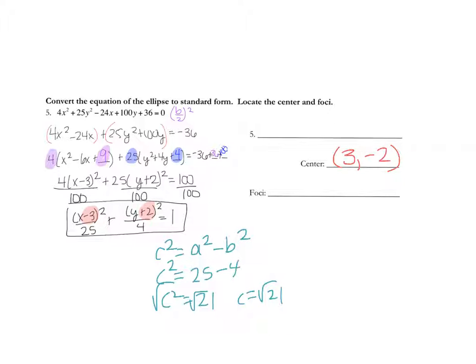With an ellipse, again, you know what's in control by whatever has the bigger number. So since this has the bigger number, x is in control. So that means for the foci, I have to add the radical 21 onto the x part, onto the 3. So it's going to be 3 plus radical 21 and 3 minus radical 21. And the negative 2 just stays.